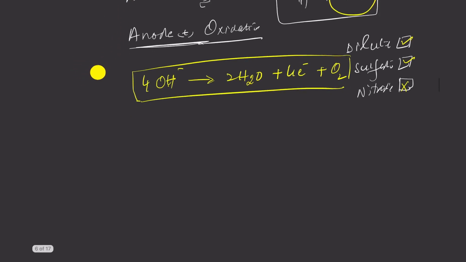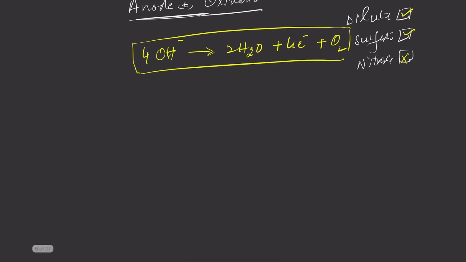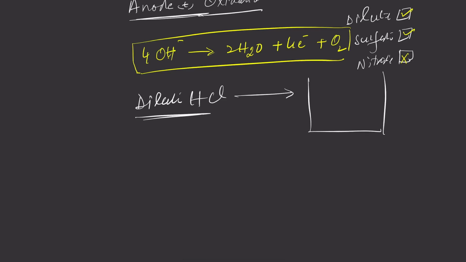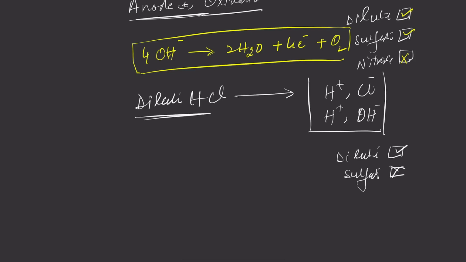In case of dilute HCl, that I told you, that is an exceptional case. Dilute HCl. How many different types of ions will be there? H+ ion from acid, Cl- ion from acid, H+ ion from water and OH- ion from water as well. Once again, according to the checklist, it is dilute. Yes, there are no sulfate ions and there are no nitrate ions.